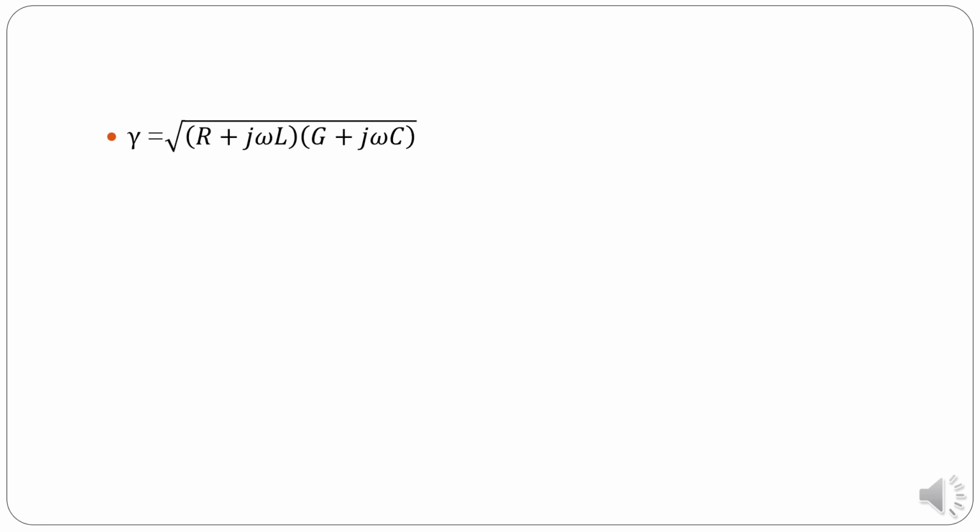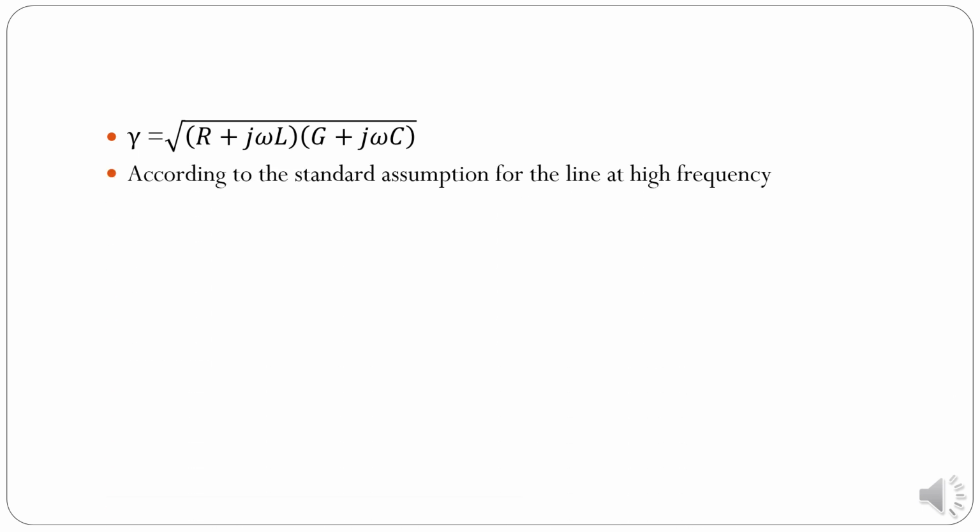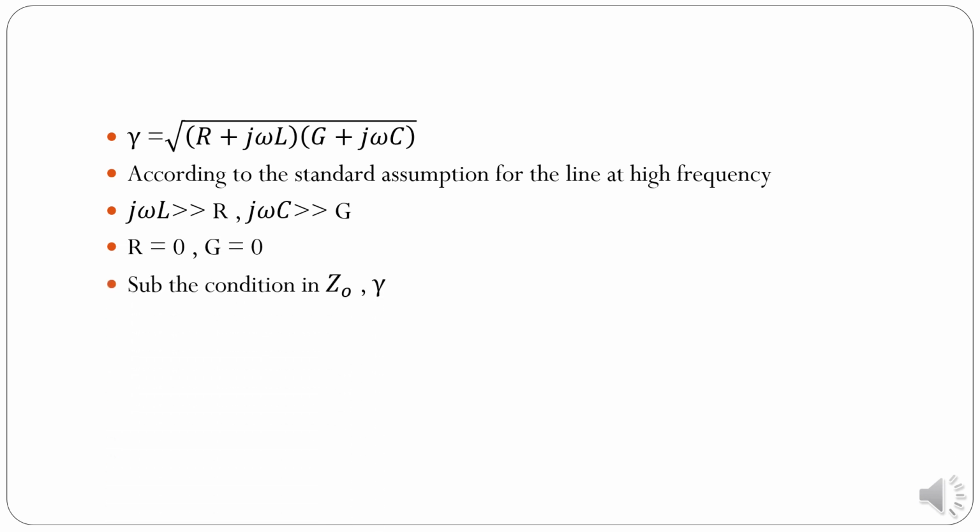When you multiply both these equations, you have to take the real part and imaginary part separately. Before that, you have to make the standard assumption for the line at high frequency. So when J omega L is much greater than R and J omega C is much greater than G, here you will get the initial condition R equal to 0 and G equal to 0, and substitute the condition in Z naught and gamma. You will get Z naught equal to square root of J omega L by J omega C. So Z naught equals root of L by C.